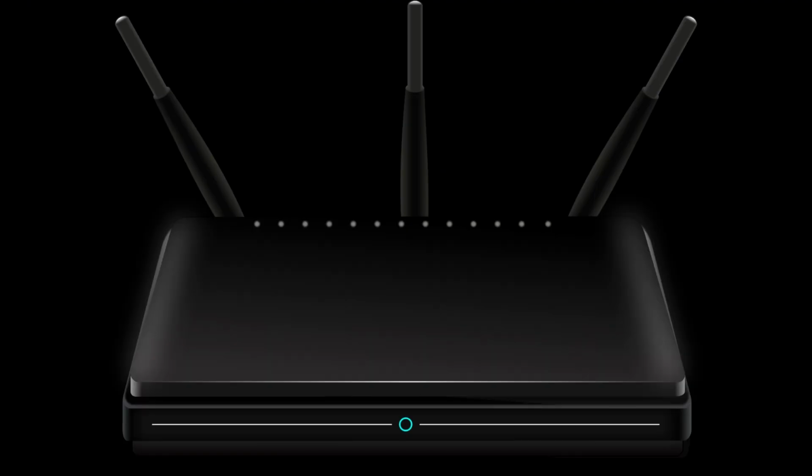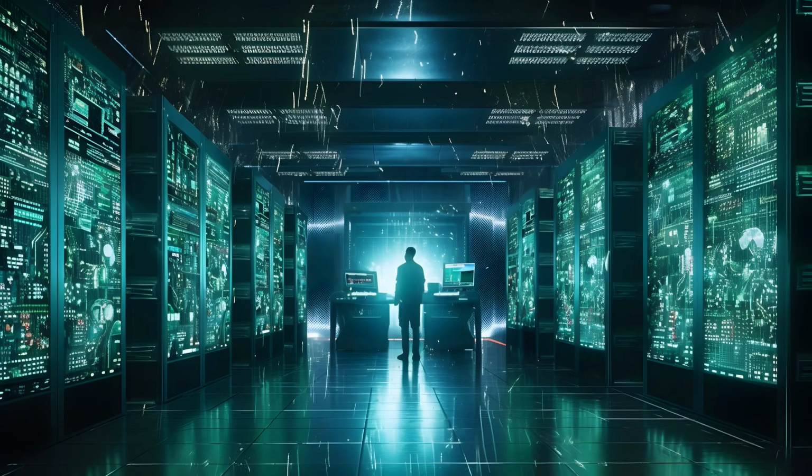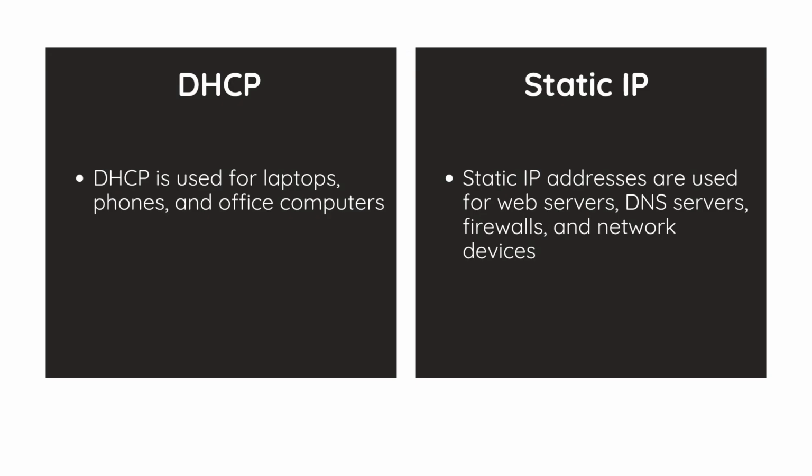At home, your router acts as the DHCP server. In enterprise, dedicated DHCP servers are used, like Windows Server or Linux Server. In cloud, DHCP is handled automatically by cloud infrastructure. DHCP is used for laptops, phones, guest networks, office workstations. Static IP is used for web servers, DNS servers, firewalls, network printers. Why? Because servers must always have the same IP address.